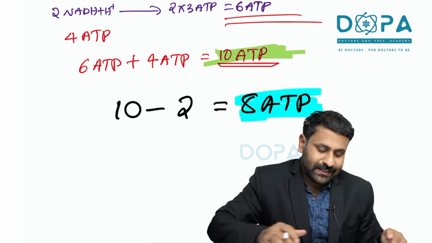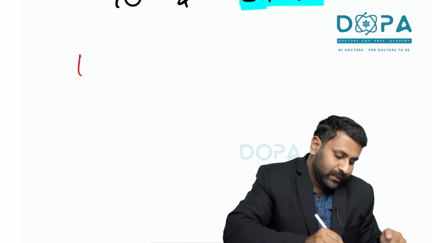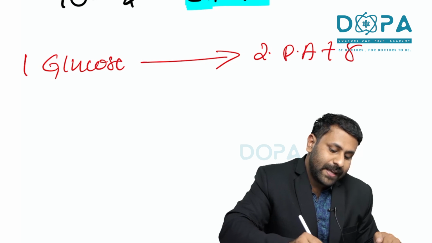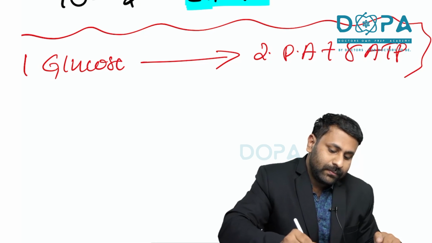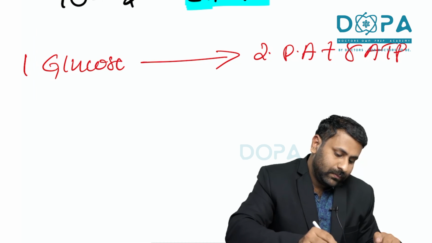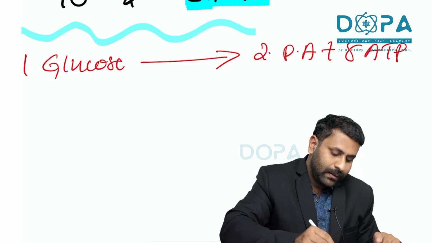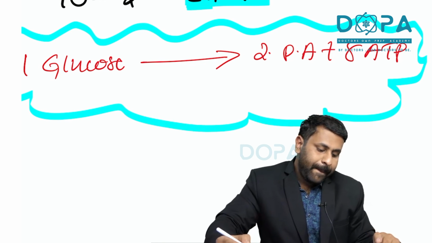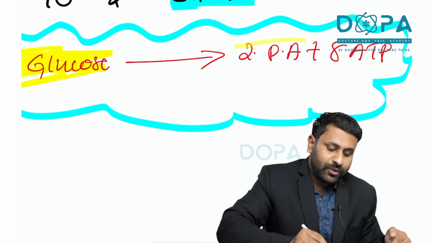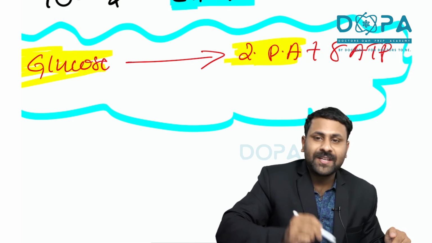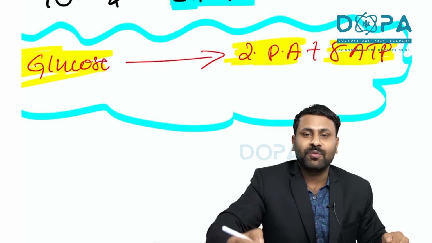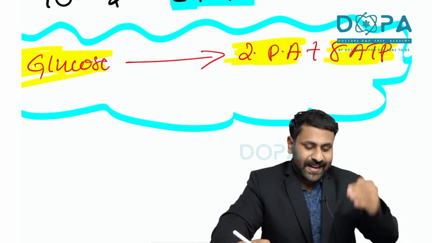This is about glycolysis. Then what are the products of glycolysis? During glycolysis, 1 molecule of glucose is converted into 2 molecules of pyruvic acid plus 8 ATP. This is the net gain of ATP. 2 PA means pyruvic acid: 2 pyruvic acid plus 8 ATP. This is the net reaction of glycolysis.